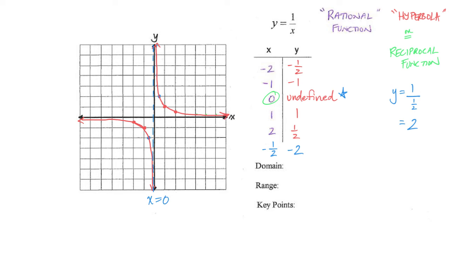Notice my y-axis would have the equation x equals 0 because everywhere along my y-axis, my x-coordinate is 0. That dotted line represents a line that my curve is going to approach but not touch. And that has a very special name. That's called an asymptote.